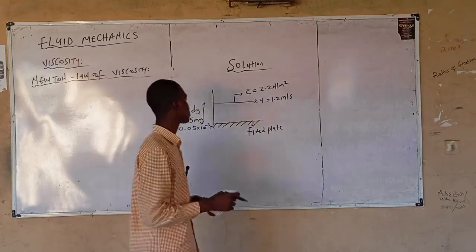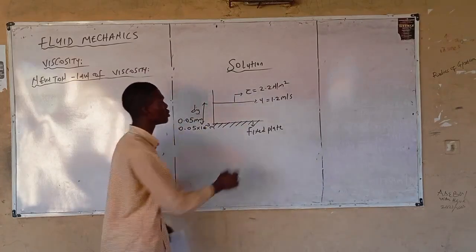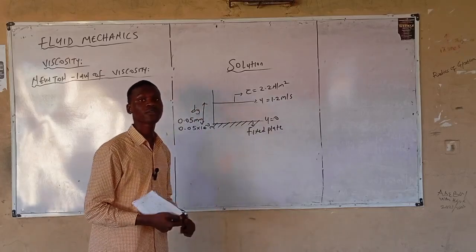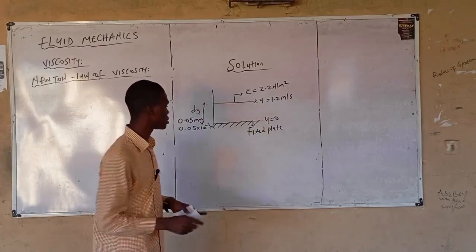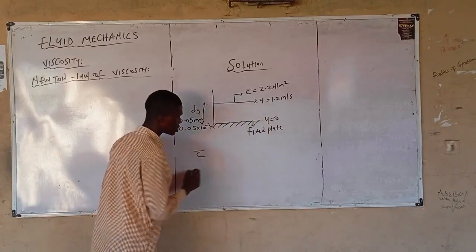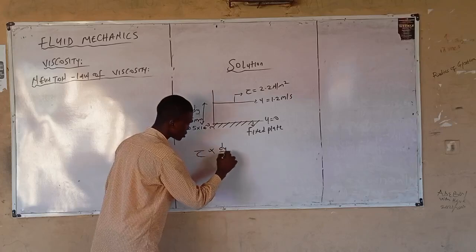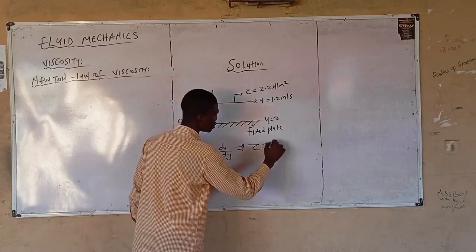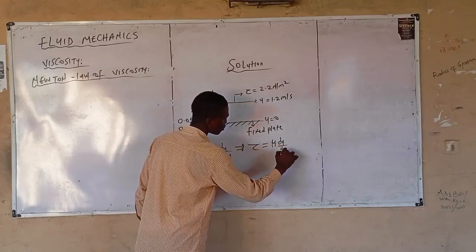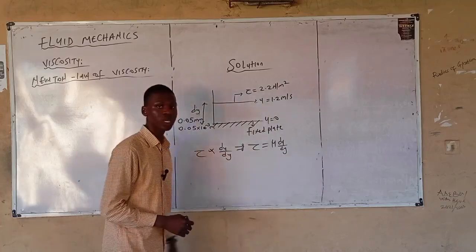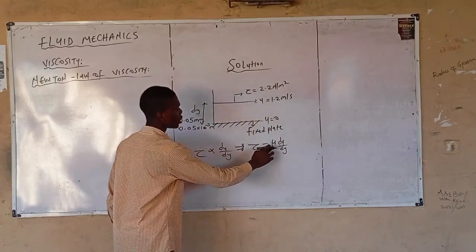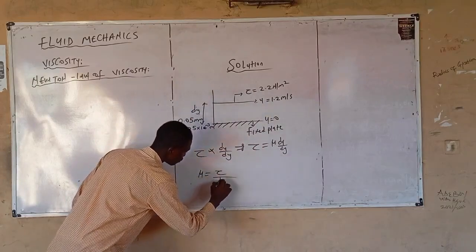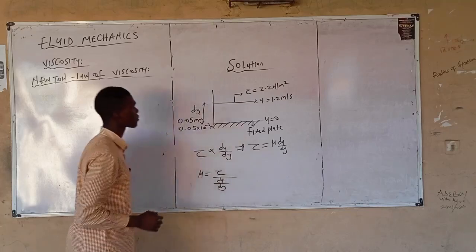You are asked to find the viscosity. All you just need to do is to recall the formula for Newton's law of viscosity. The formula says that shear stress is directly proportional to the velocity gradient, du over dy, which implies that shear stress is equal to dynamic viscosity multiplied by du over dy. Then from here, make dynamic viscosity the subject of the formula. You then have that dynamic viscosity is equal to shear stress over du over dy, right?